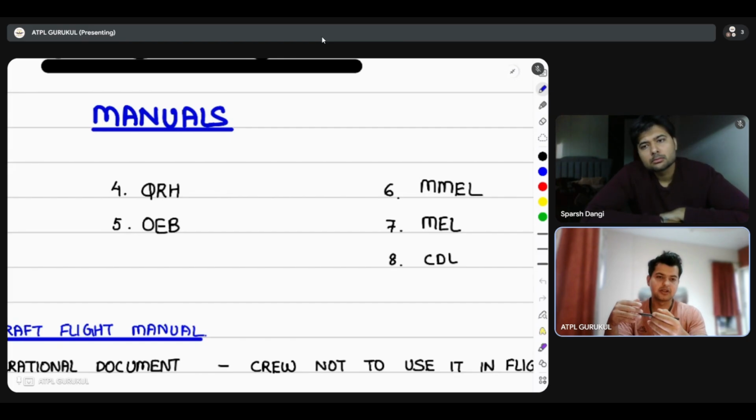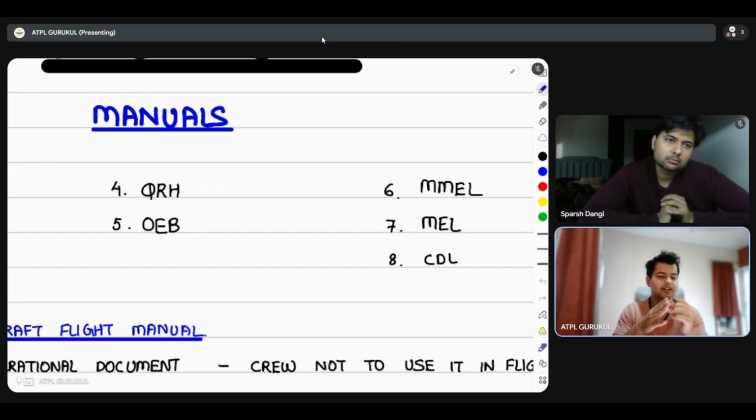which are not part of the faults which show up in your aircraft. For example, engine tailpipe fire. A tailpipe fire is not detected by the engine. A ground personnel reports at tail. How do you take care of it? What procedure do you use? That particular procedure is mentioned in your QRH.